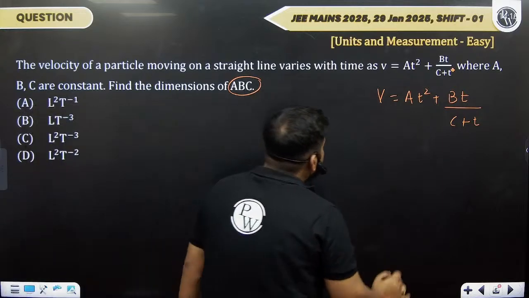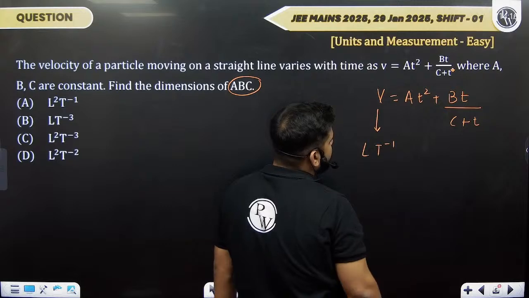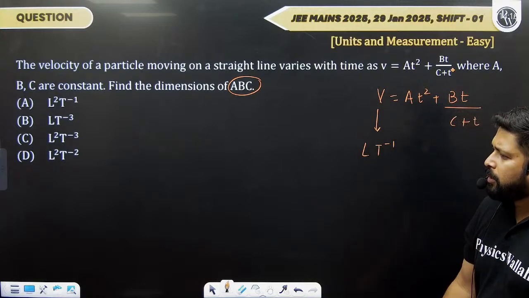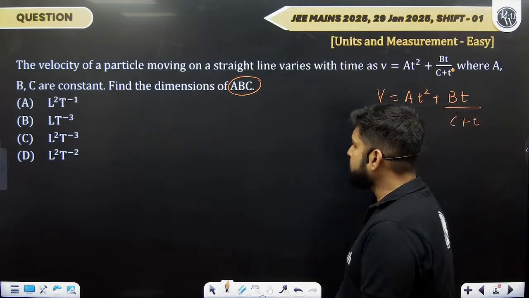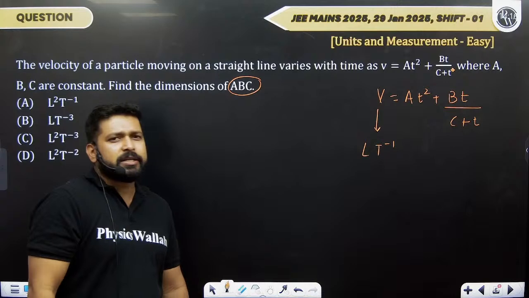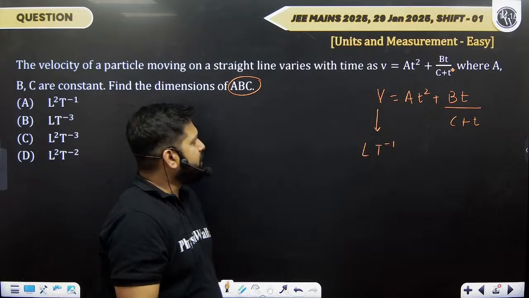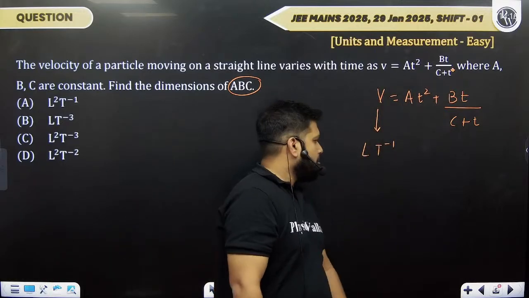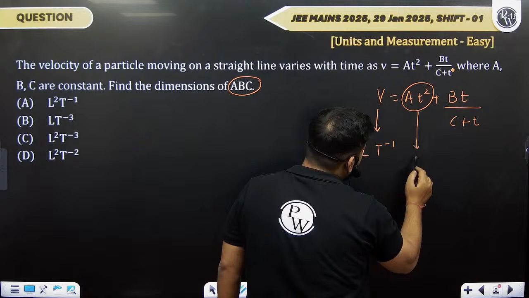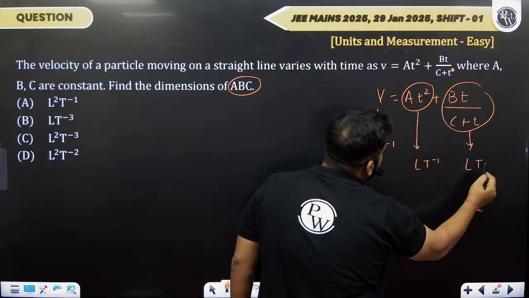Good. Now if v is velocity, its dimension is going to be equal to L t to the power minus 1, correct? We know that velocity is L t to the power minus 1. This is a simple question based on dimension analysis, specifically on the principle of homogeneity. The principle of homogeneity states that you can only add or subtract similar terms, which means velocity can only be added to velocity. Now if that be the case, each term must have the same dimension. So this should have the dimension of L t to the power minus 1, and this entire term should also have the dimension of L t to the power minus 1.